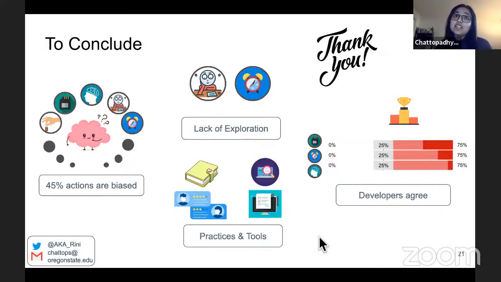We did not identify any mistakes per se, but there were 3 cases in the entire data set where the developer said out loud, oh, I made a mistake. So we eliminated those from the data set.